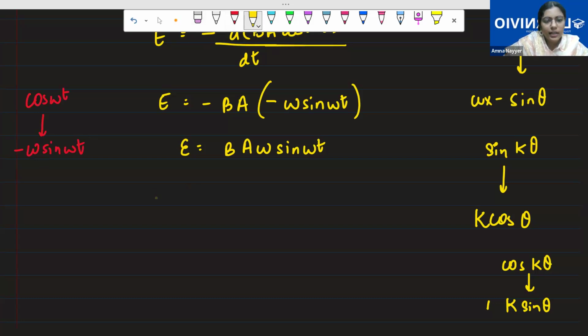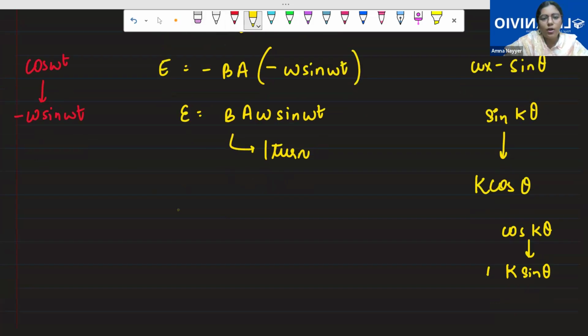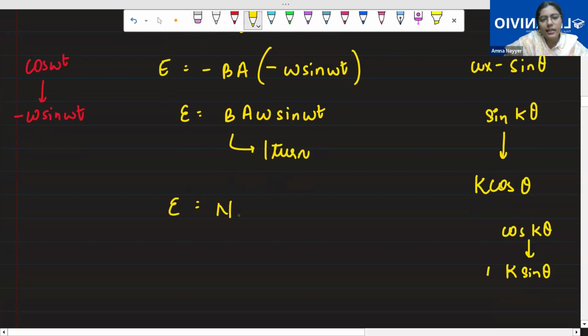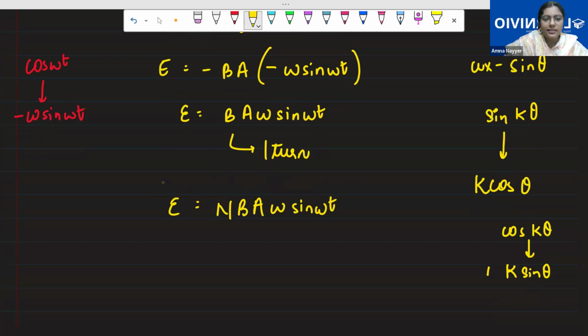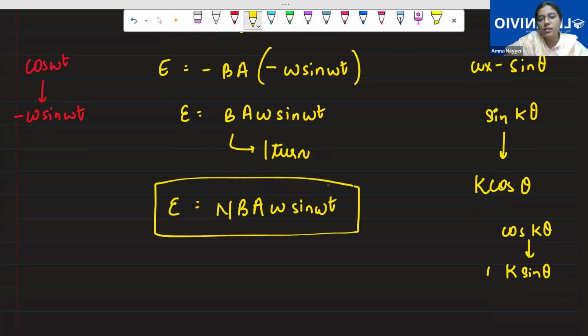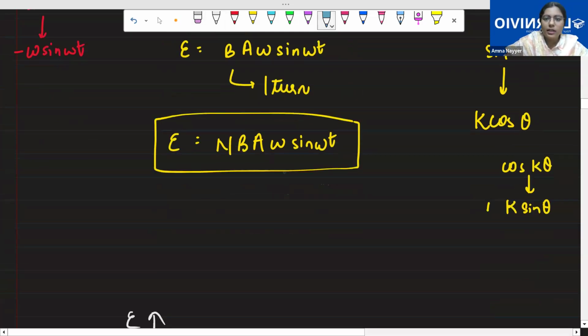Okay, now this is just for one turn. For n number of turns, we'll write NBA omega sine omega t. This is the equation of EMF for the coil. The rotating coil will produce this EMF. This is its derivation.